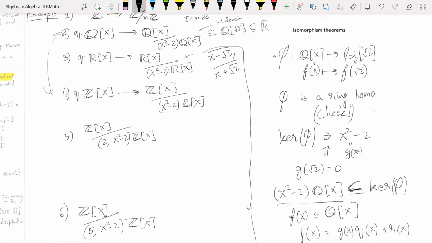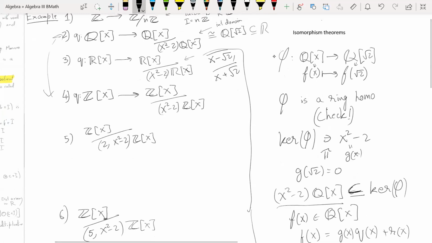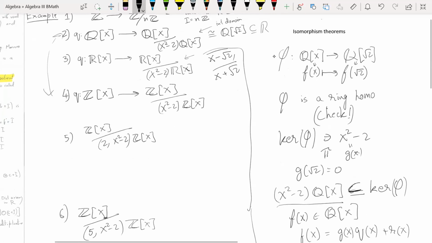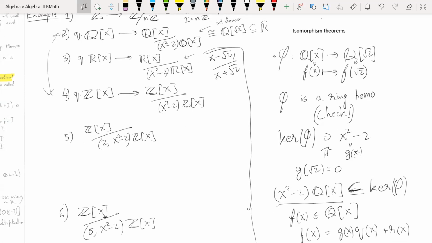And anyway, so I was planning on doing some isomorphism theorem and then getting to discuss 5 and 6. So these two we'll discuss next time. Yeah, so next class we'll discuss.